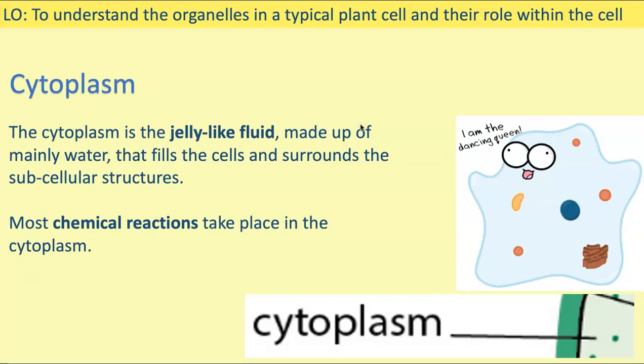The next organelle we're going to look at is the cytoplasm. So the cytoplasm is a jelly-like fluid. It's made up of mainly water, fills the cells, surrounds the subcellular structures. Most chemical reactions take place in the cytoplasm, and this again is a plant cell.